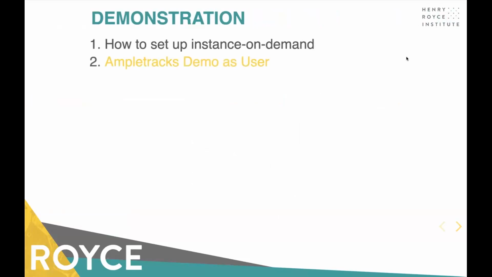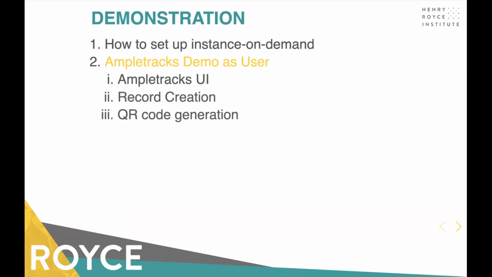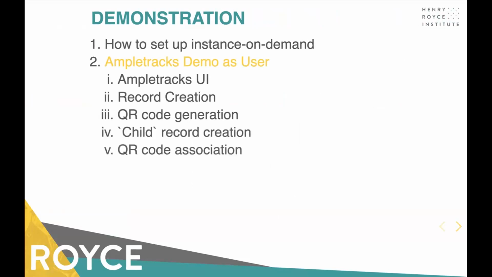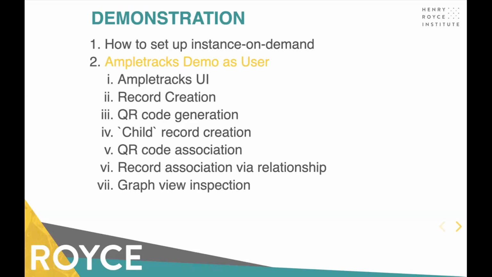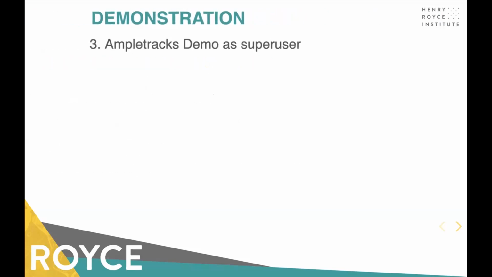And then we'll move into the Ampletracks demo as a user. I'm going to look at the Ampletracks UI briefly. We're going to look at record creation, QR code generation within a record, child record creation, QR code association, and record association via relationships. Those are the extrinsic relationships. Graph view inspection, briefly.